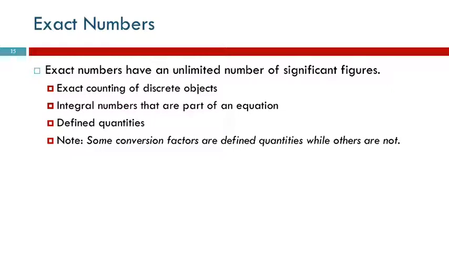Anyway, we could count them, and there would be no uncertainty. You can count them. How many fingers? 5 fingers. Thumb is a finger. So that's one type of exact number. Then integral numbers, integers, meaning whole numbers, that are part of an equation. As an example, the diameter of a circle is 2 times the radius. This 2 is an exact number. The diameter is exactly 2 times the radius. Then defined quantities. So how many inches in a foot?